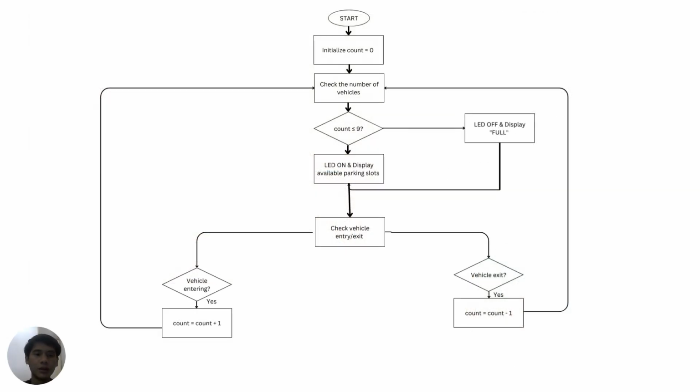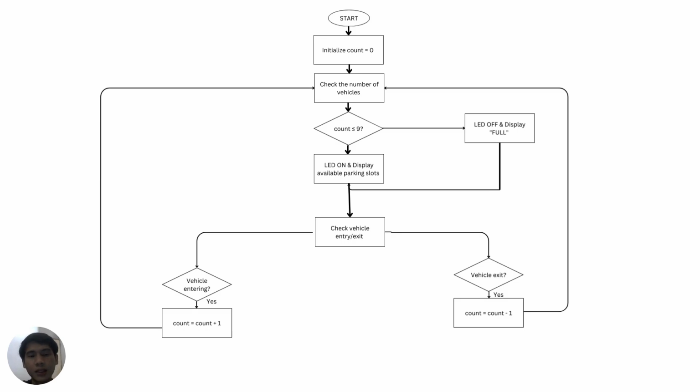My name is Alif, and I will present the flowchart. So this is our flowchart. The first thing is we initialize the count starting with 0. Then the hardware will check the number of vehicles, and they will count from 1 until 9.